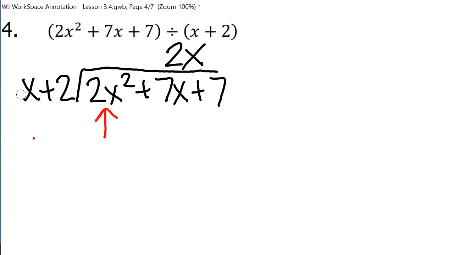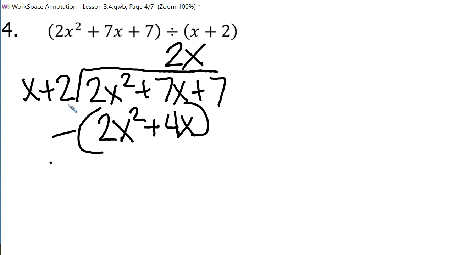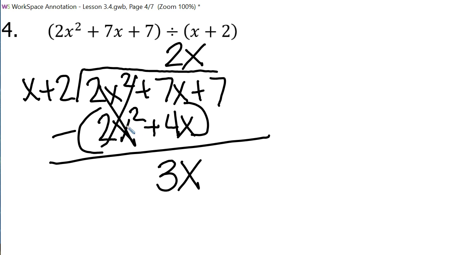After I find that answer, what do I do with that answer? Multiply by x plus 2, so what's 2x times x? 2x squared. What is 2x times 2? 4x. What do I do with these? Subtract both of them. So what is 2x squared minus 2x squared? 0. What is 7x minus 4x? 3x. Always keep 2 terms, so you need to drop down the positive 7.